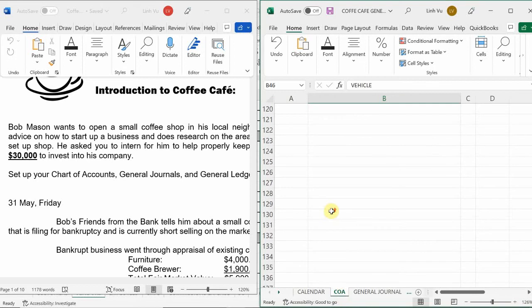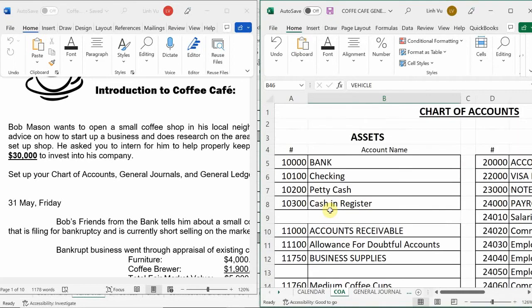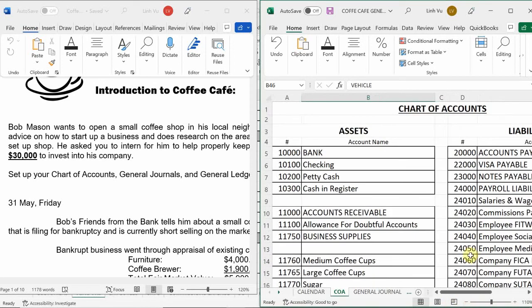Here's your chart of accounts. Again, this is what you're going to need to use in order to identify what transactions need to be done. You simply look at the transactions, ask yourself, what has happened? And then going from there, you take a look in your chart of accounts to see if you see anything remotely like that. And of course, I've already provided the journal and the ledger for you.